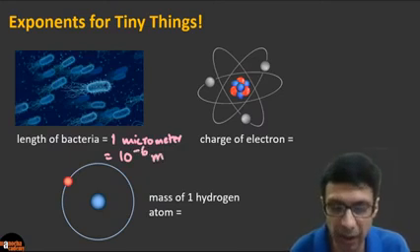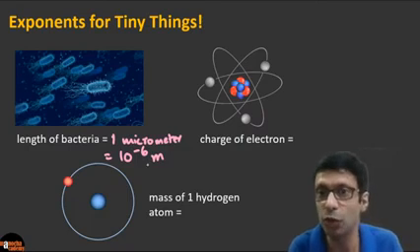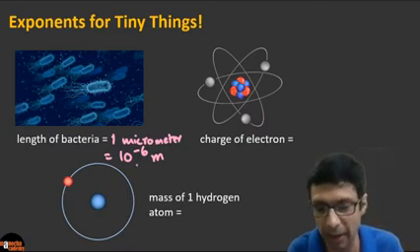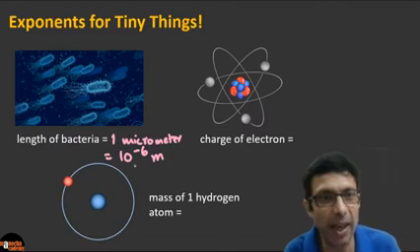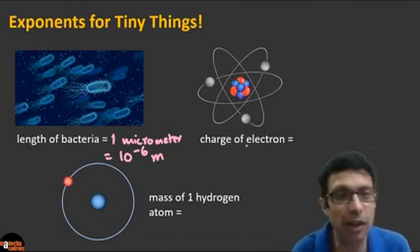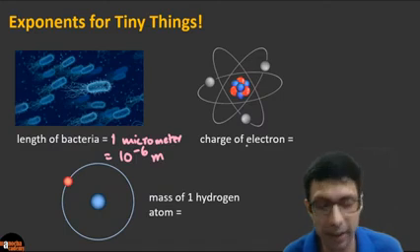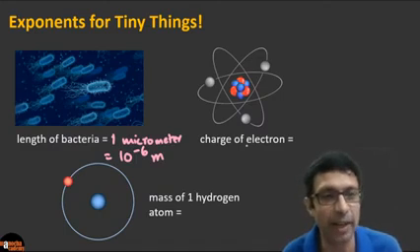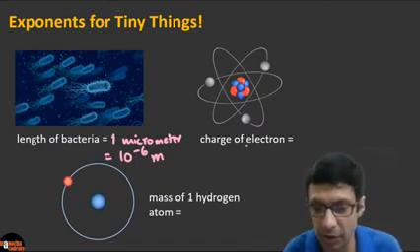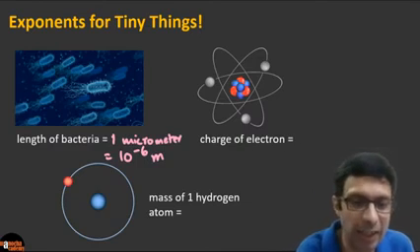Okay. So can you see? Again, exponents can be used for small things, right? 10 to the power minus 6. So who can tell me, guys, what is the charge of an electron? Charge of electron. Very good. 10 to the power minus 6 is the length of a bacteria, the average length. What is the charge of an electron? Come on, some science experts here.